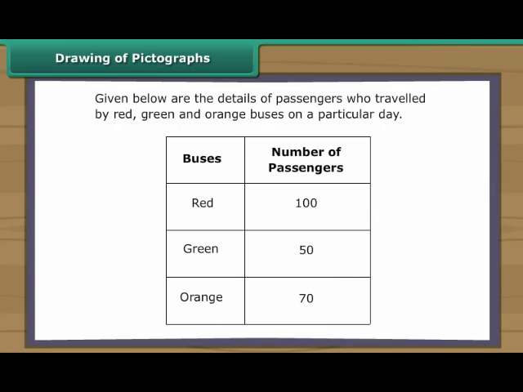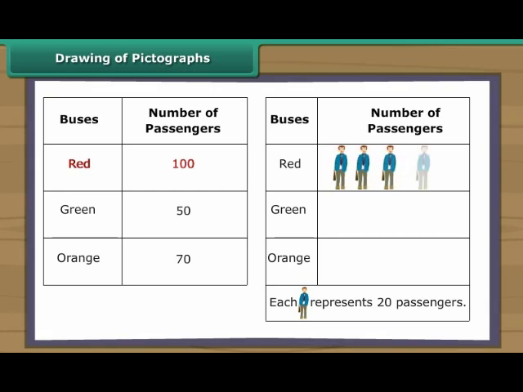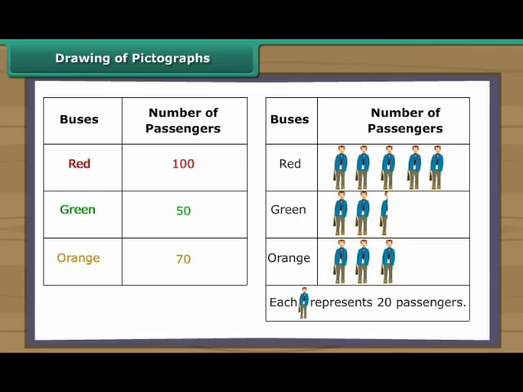Drawing of pictographs. Let us now draw a pictograph with the help of the given data. Let us use the picture of a travelling man to represent the bus passengers. As the numbers are large, we use one picture to represent 20 passengers. The red bus carried 100 passengers. If one picture represents 20 passengers, then 5 pictures will represent 100 passengers. The green bus carried 50 passengers: represent 40 passengers with 2 pictures. Represent the remaining 10 passengers with half a picture. The orange bus carried 70 passengers: represent 60 passengers with 3 pictures. Represent the remaining 10 passengers with half a picture.